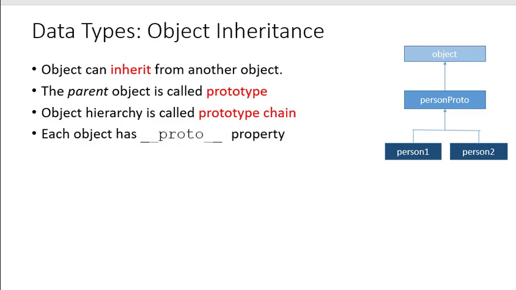Each object has a __proto__ property which can be used to set its prototype. This is double underscore proto double underscore. It returns a reference to the parent or prototype object. You can set this property anytime. So an object can have one parent at one time and another parent at another time.